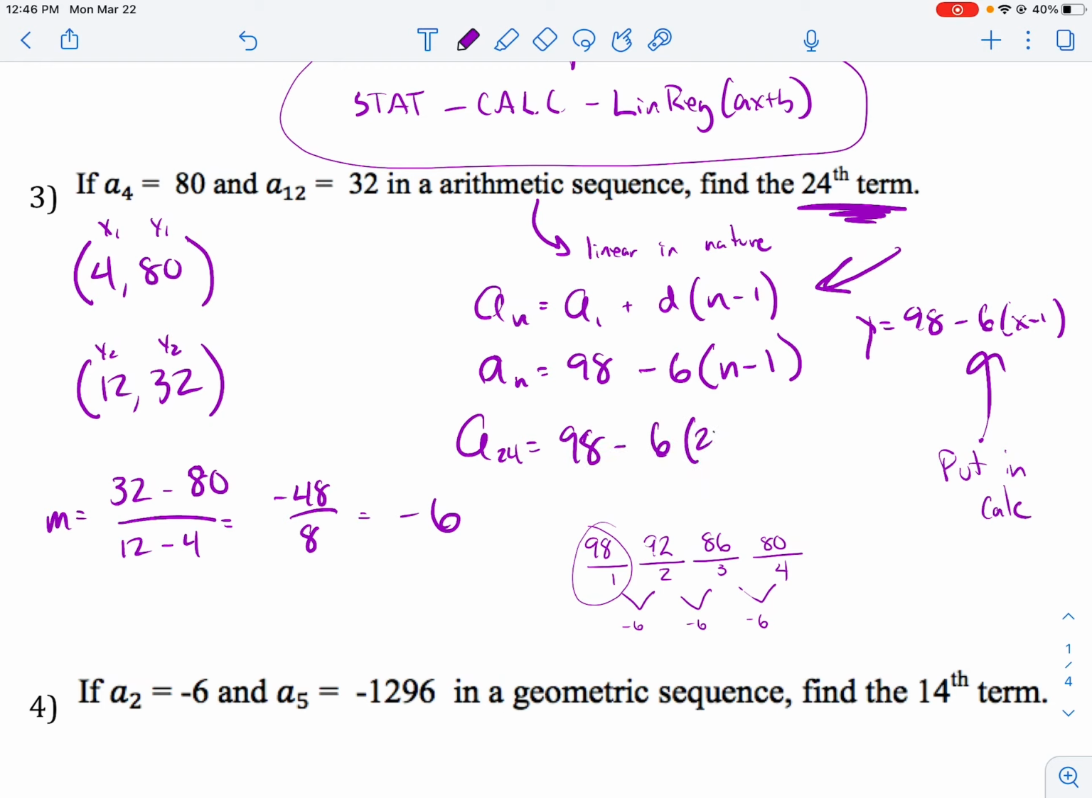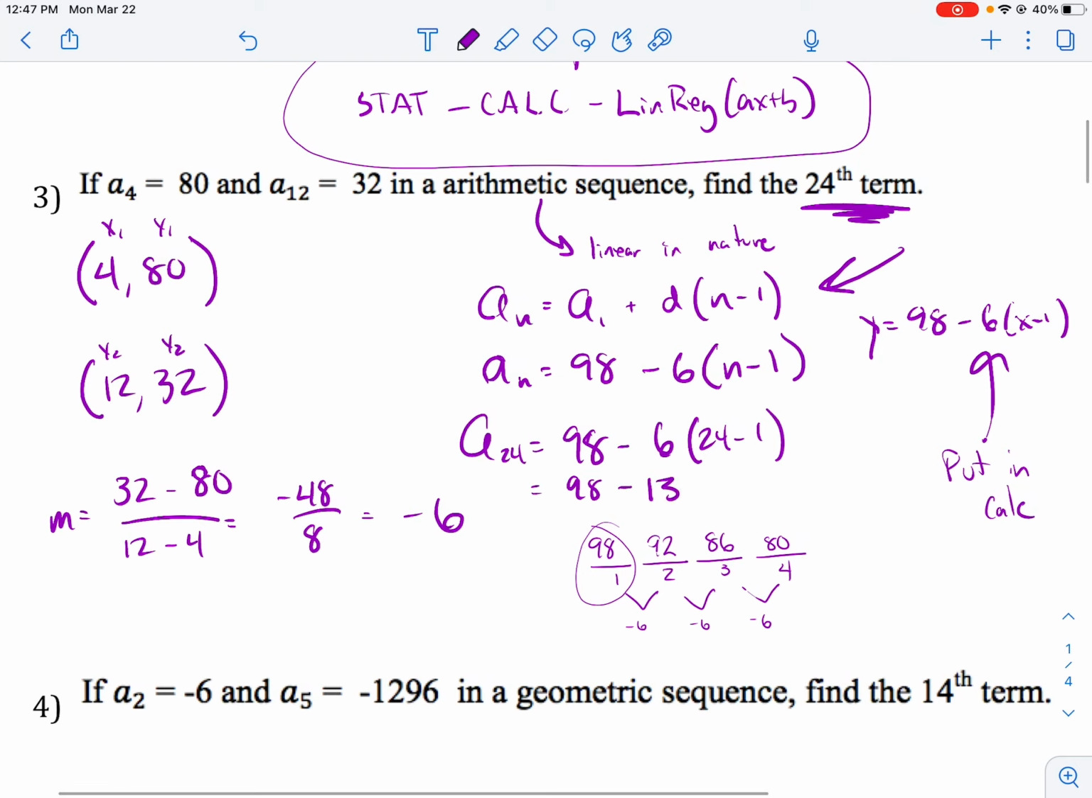Or we could simply substitute this in for n. So 24 minus 1. So 98 minus 6 times 23. I do not know what that is off the top of my head. So 6 times 23 is 138, negative 138. 98 minus 138 goes to negative 40. So our 24th term is negative 40. Okay? And that's for the arithmetic.